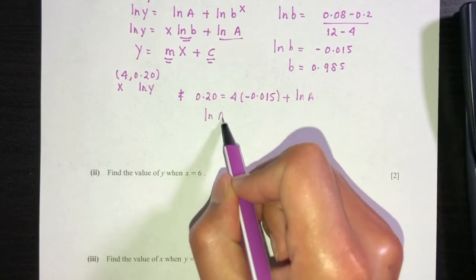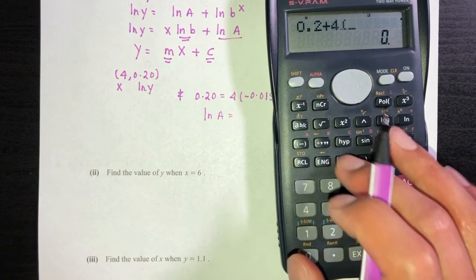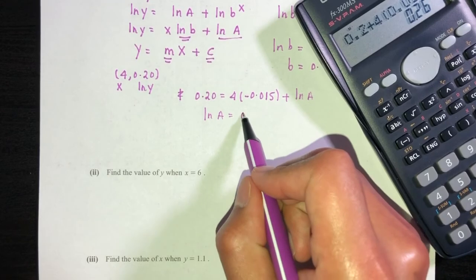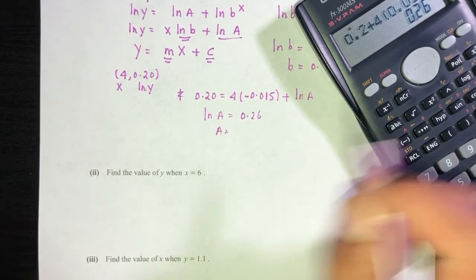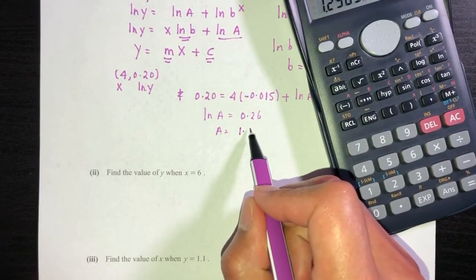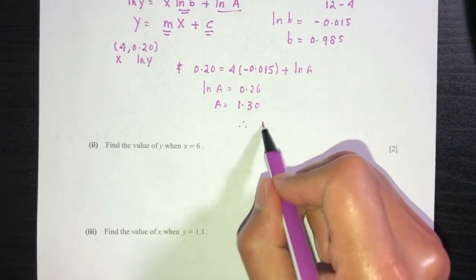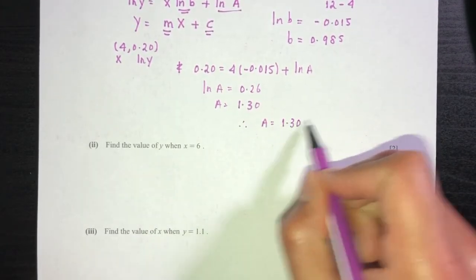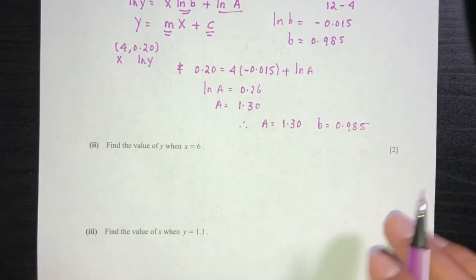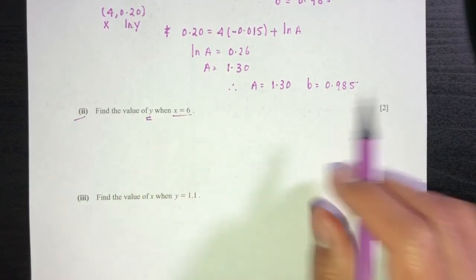So ln a is equal to what? That should be 0.2 plus 4 times 0.015. That is 0.26. a will be the exponential of the value. That will be 1.30, correct to 3SF. So from here we have the value of a is 1.30, value of b will be 0.985. Now move on to part 2. Find the value of y when x is 6.